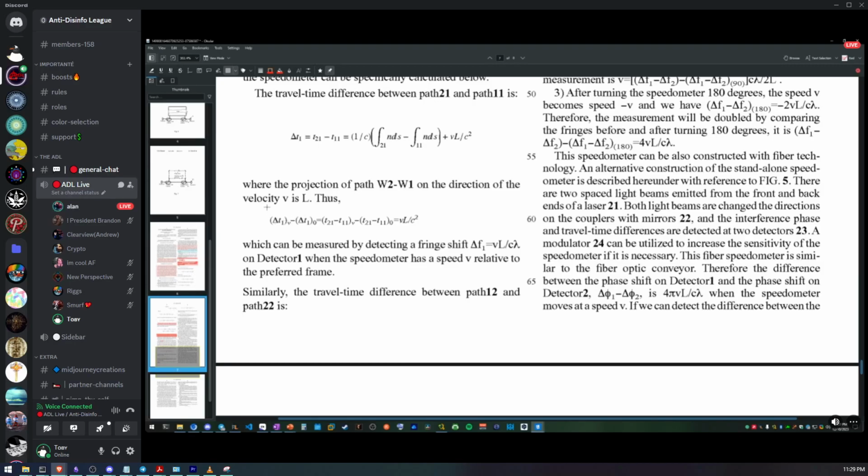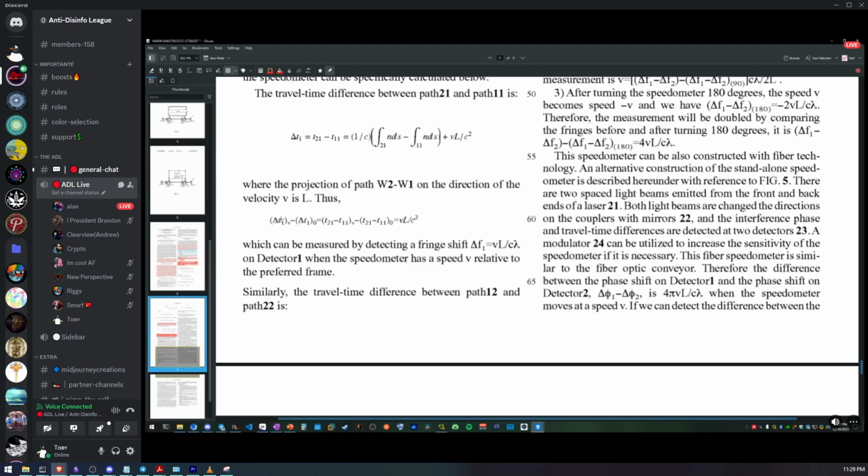To sub V. Oh, dude, there's a little subscript V bracket outside of the, like, dude, this is so confusing. But this is crazy because this is how he's going from, so where the projection of the direction of velocity is L, thus, projection of path on the direction of the velocity.